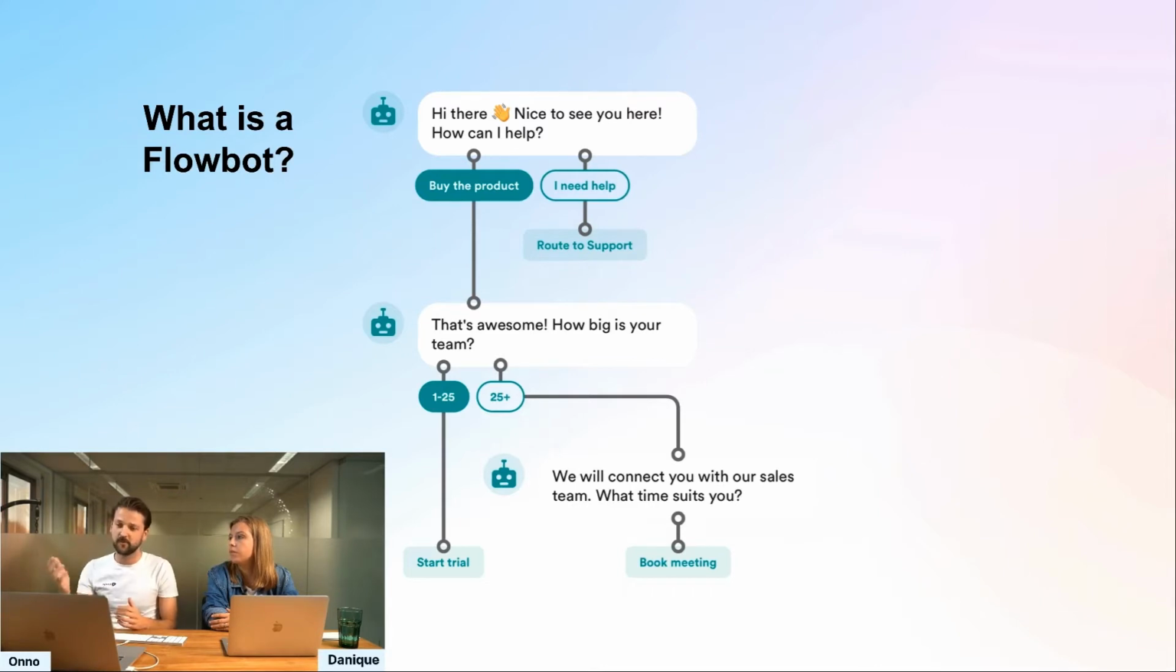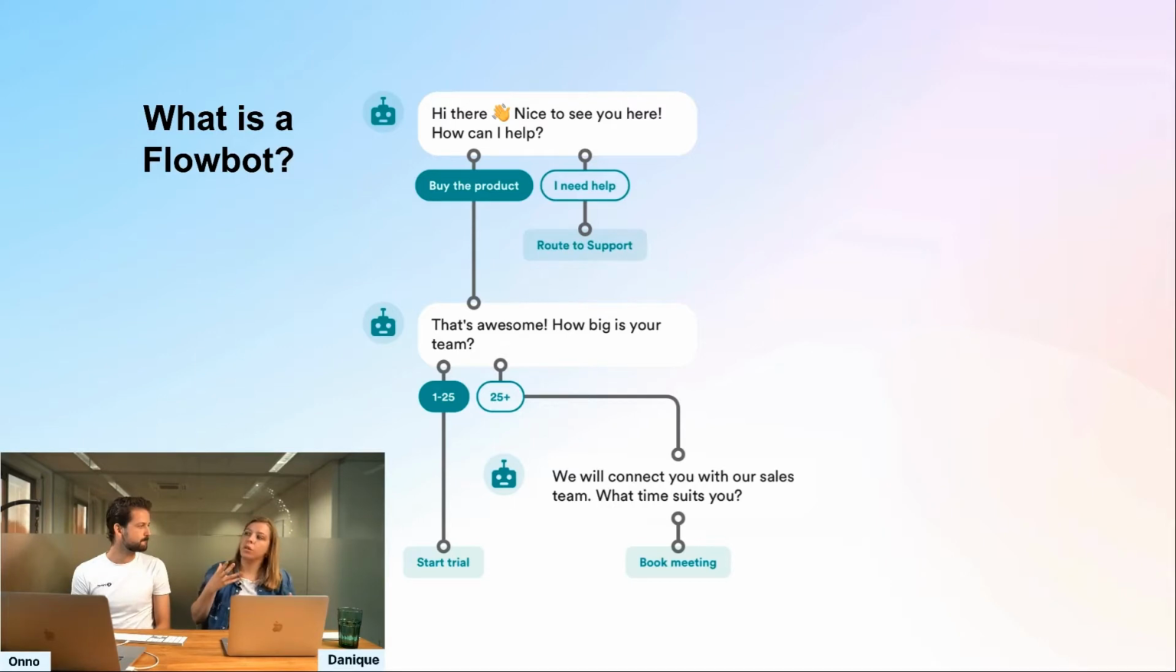So here's a little example, a little photo you can see where someone says, hey, how can I help? Well, I would like to buy a product. Okay, awesome. How big is your team? And then you can get some information. If it's between 1 and 25 people, it requests you start a trial. If it's a really big customer, it redirects you to the sales department to book a meeting. But if you already are a customer, you say, well, I just need help, and it directs you to support. So this is a really simple example. We're also going to show you some more examples later on.